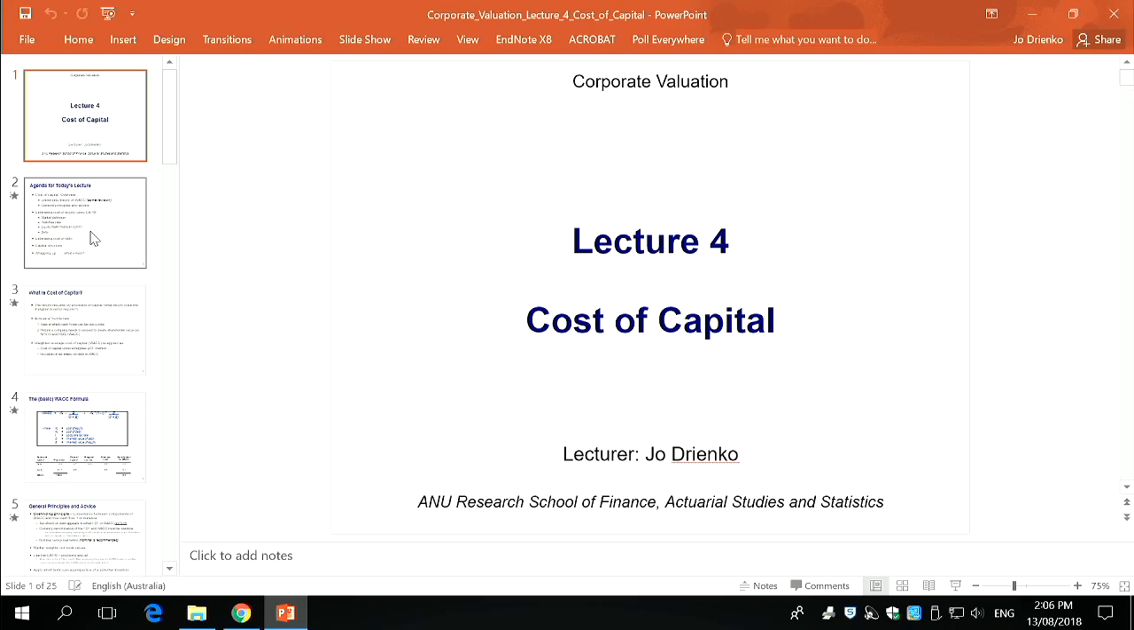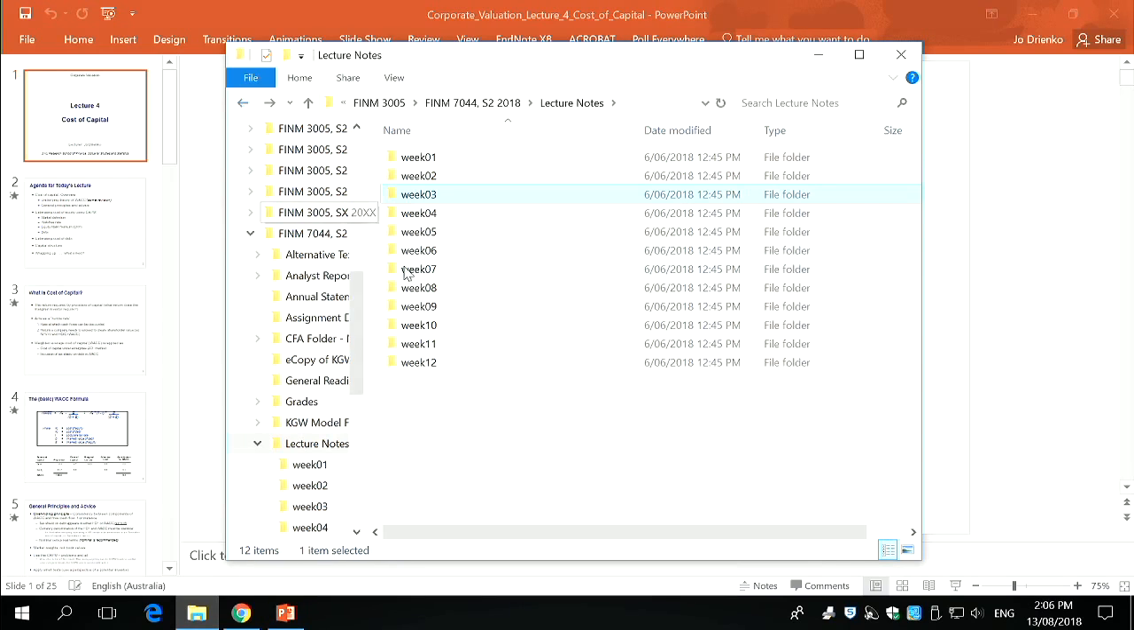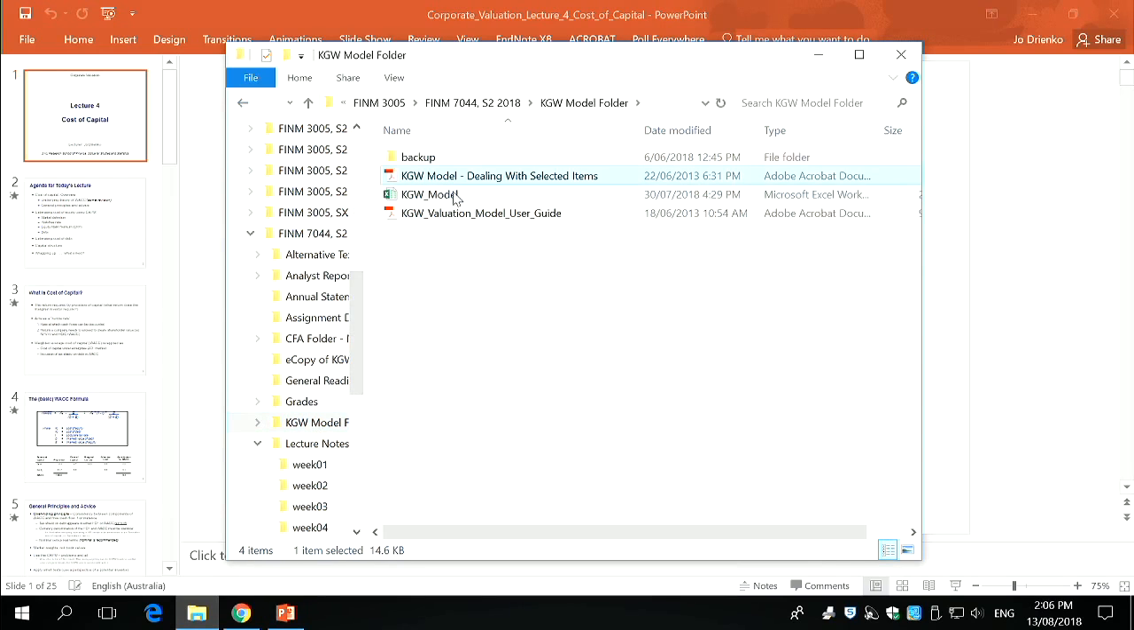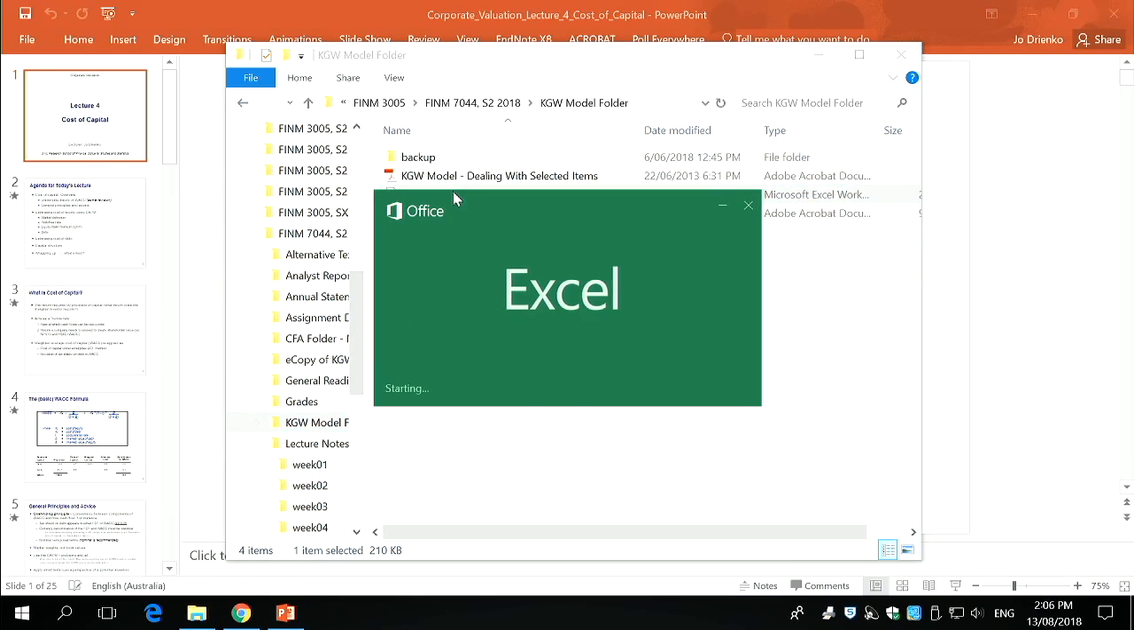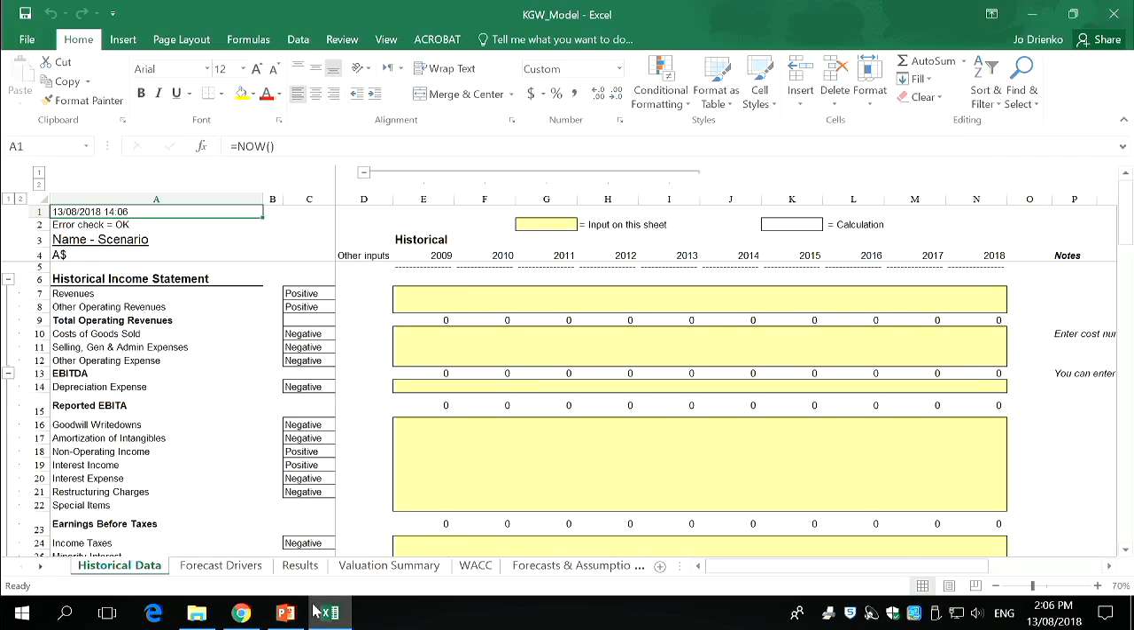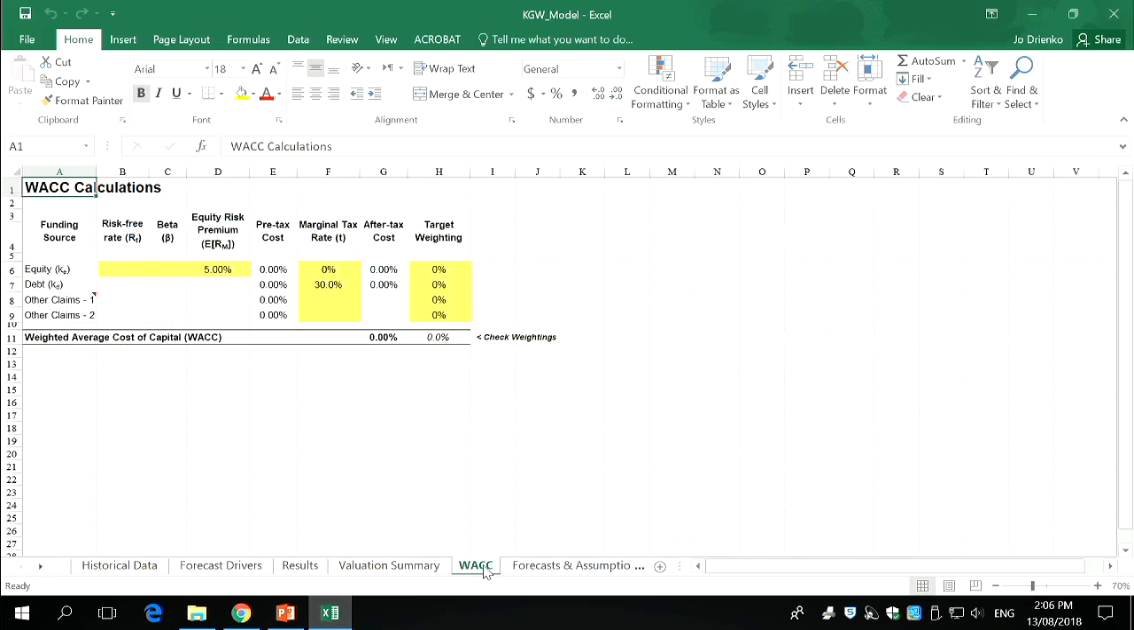In your KGW model, let's open it up here. In your KGW model here, you have the entire tab called WACC, the weighted average cost of capital. Looks something like this. It's a little empty. But what you'll need to do is populate. You'll need to enter some numbers here for JB Hi-Fi, whatever company you're valuing.